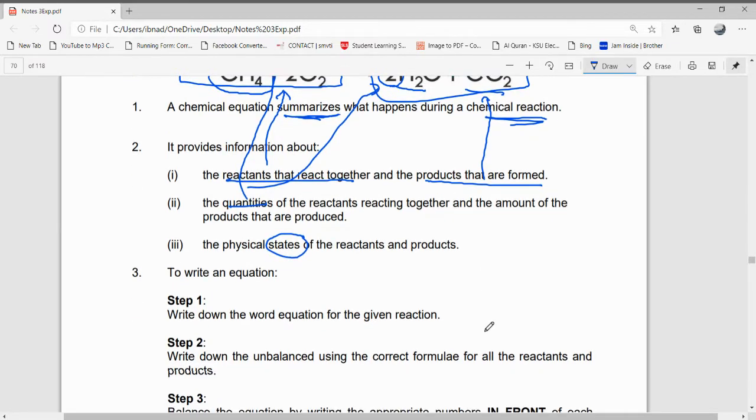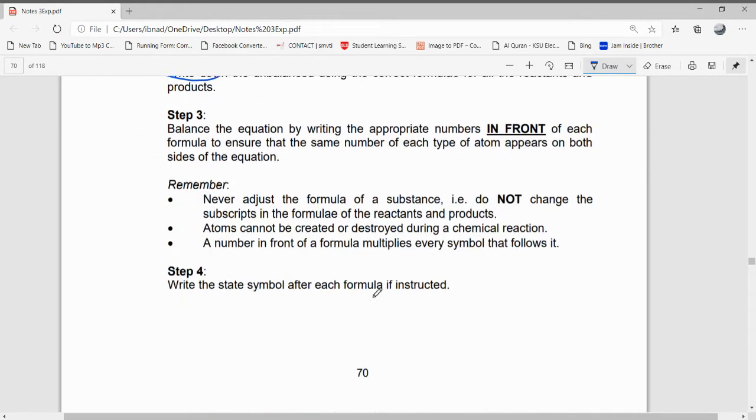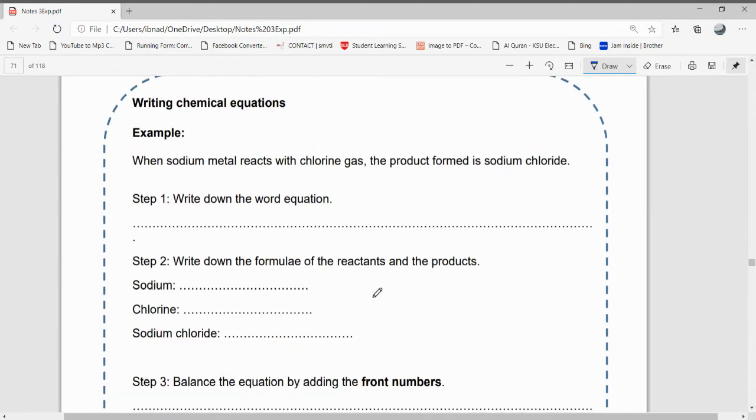So how to write down the chemical equation? Okay, you see this step, right? I'll go through just step 1 and step 2. Step 3 next time. Let's say for example, let's write down the chemical equation.